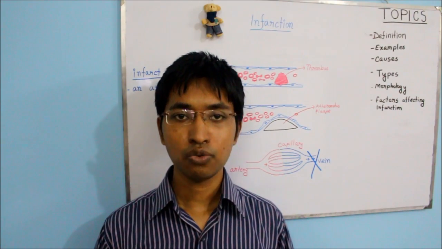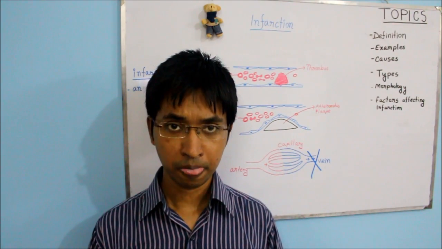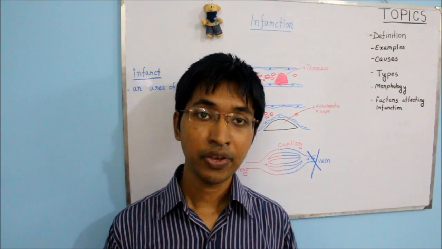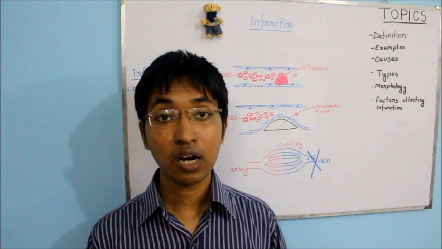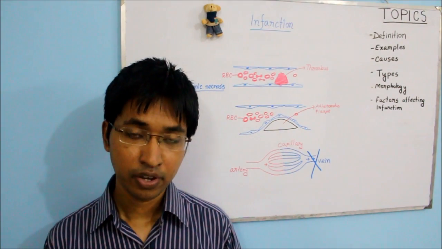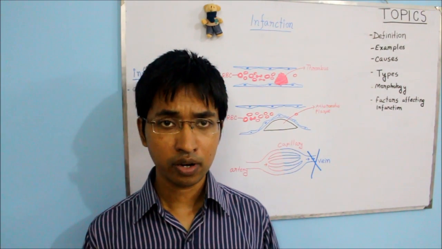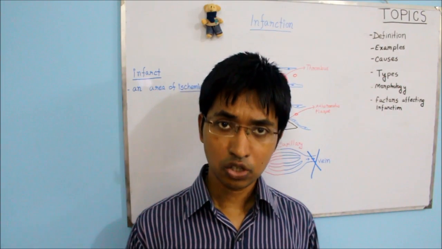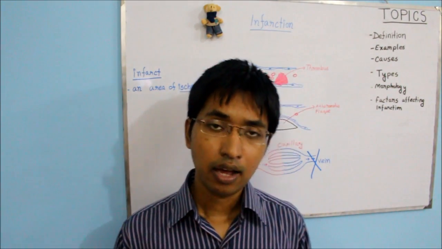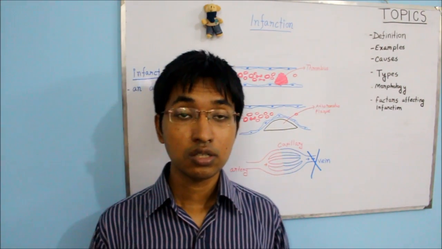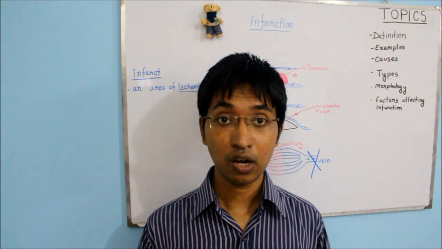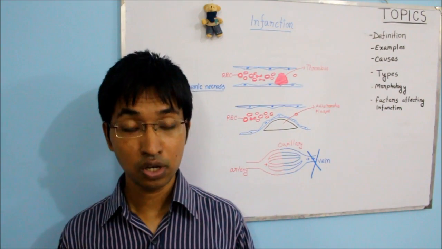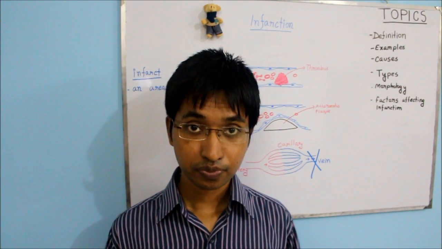Other causes of occlusion of an artery that will later lead to infarction include compression of the artery by a tumor. Say for example, a tumor can be present in the close vicinity of an artery in a patient, and as the tumor grows, the tumor will compress the artery, and that will lead to occlusion and later infarction.